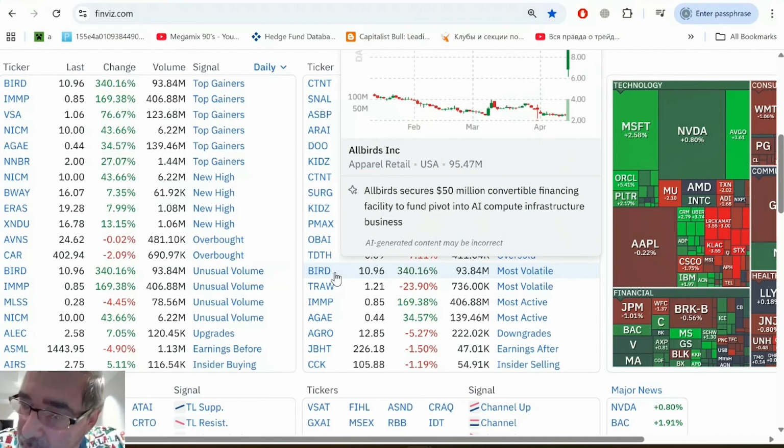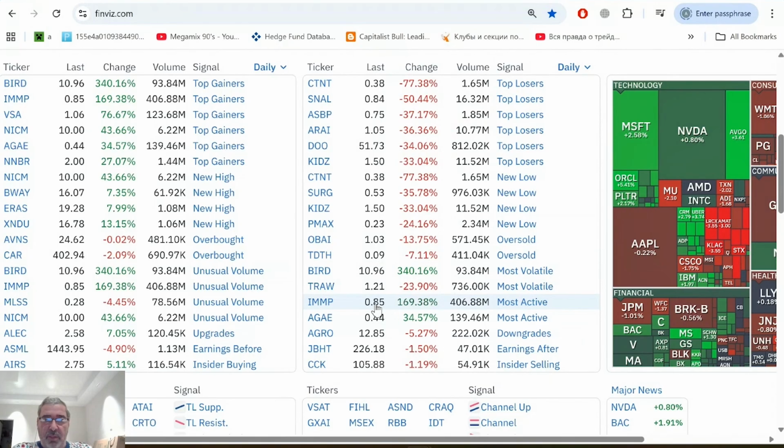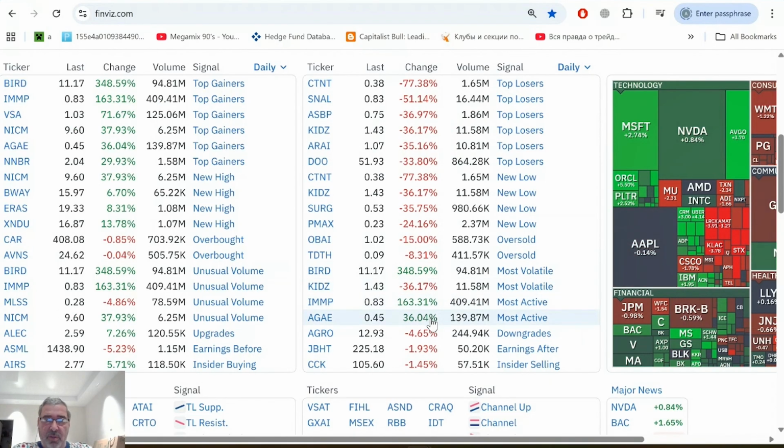Bird. Moving on, there are quite a few. TRAW is no good. See, this one is cheap. A GAE. This is too low. Now let's move here. Bird. We've seen that. IMMP. Just curious, it's a low price stock. I'll keep switching categories to keep things interesting for you. VSA. Why am I looking at these cheap stocks? Now because a setup might happen.